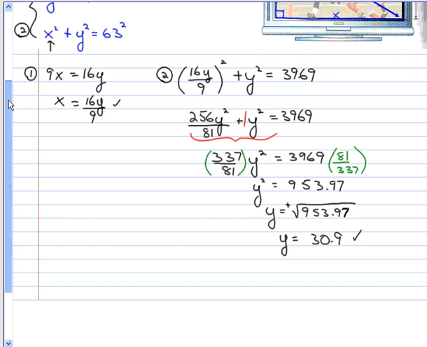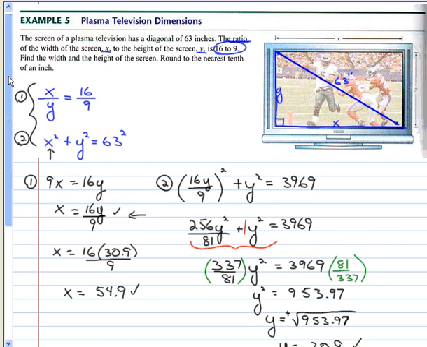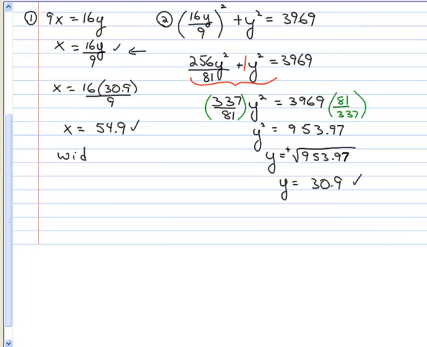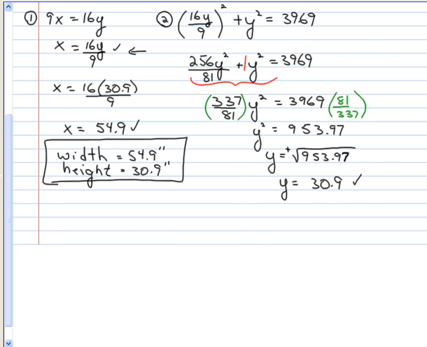And if I have a y value, then I can come back over here and get my x value. My x must be 16 times my y value, which was 30.9, divided by 9. That gives us an x of 54.9. So I have my x value. They wanted to know, what are the dimensions? What are the width and height of that television screen? Well, width was the x, so we won't call it x. We'll say the width is 54.9 inches, and the height was the y. We won't say y. We'll say the height is 30.9 inches. So there are the dimensions of that television screen.